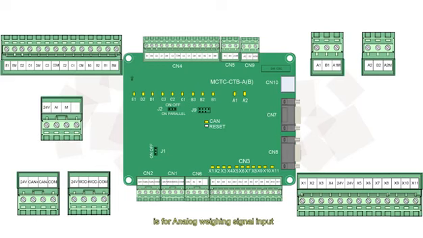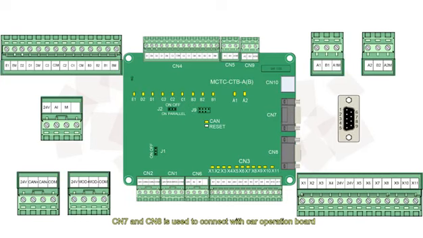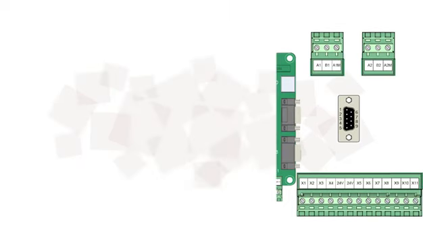CN6 is for analog weighing signal input. Input voltage range, 0 to 10 volt DC. CN7 and CN8 are used to connect with the car operation board. CN7 is used for the front door, CN8 for the back door, or handicapped car operation panel. It is a DB9 pin port.